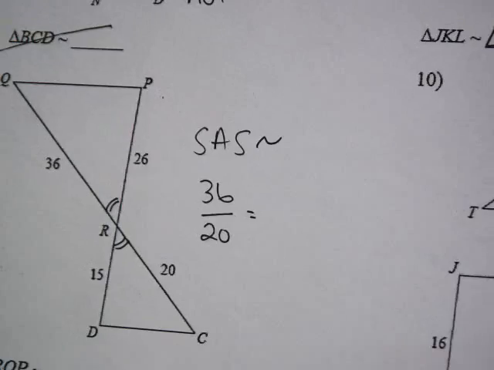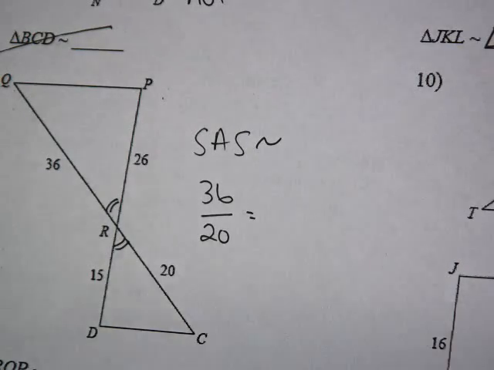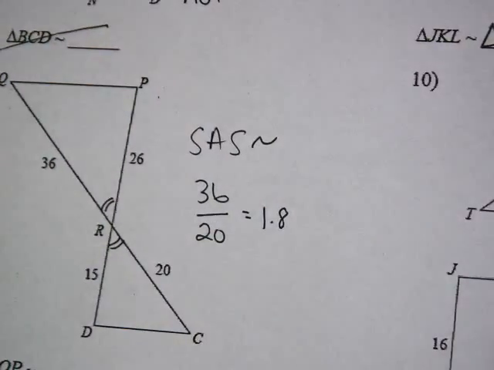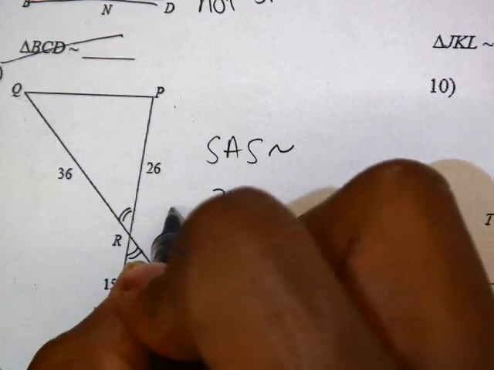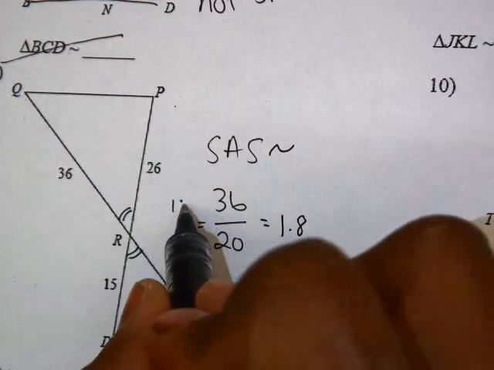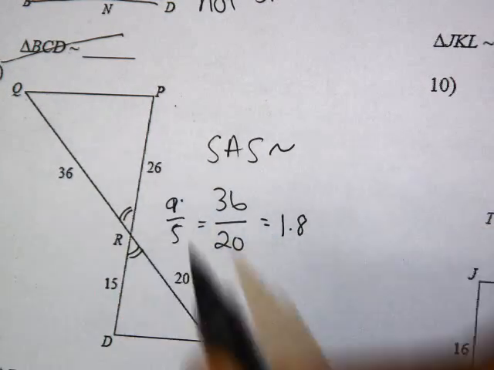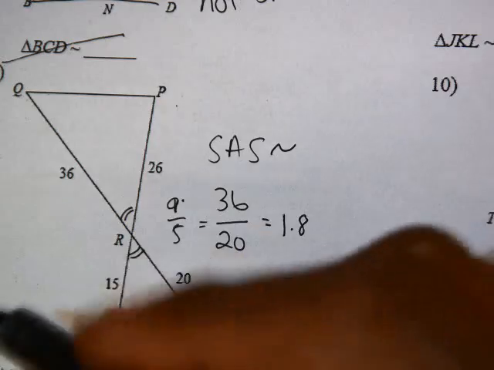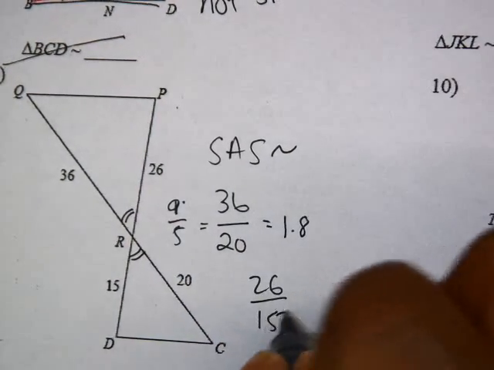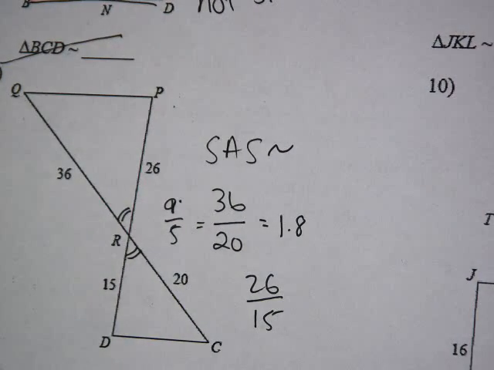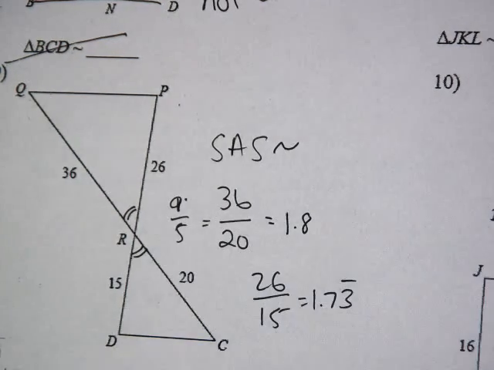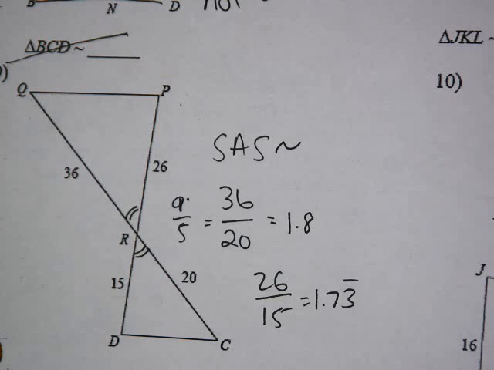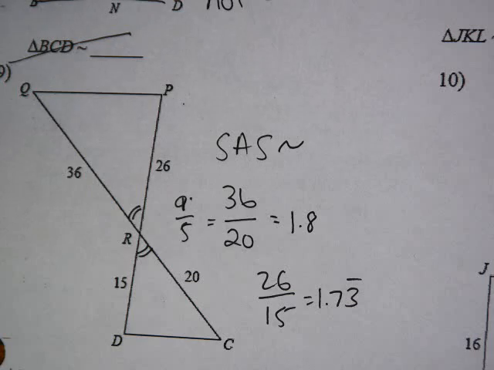So 36 over 20 is 1.8. If I reduce that, or if you like decimals, that's, not 13, 18 over 10, which is 9 over 5. If I reduce the other one, 26 over 15, 26 divided by 15 is 1.73 repeating. If you just like to deal with fractions, that still is 26 over 15.